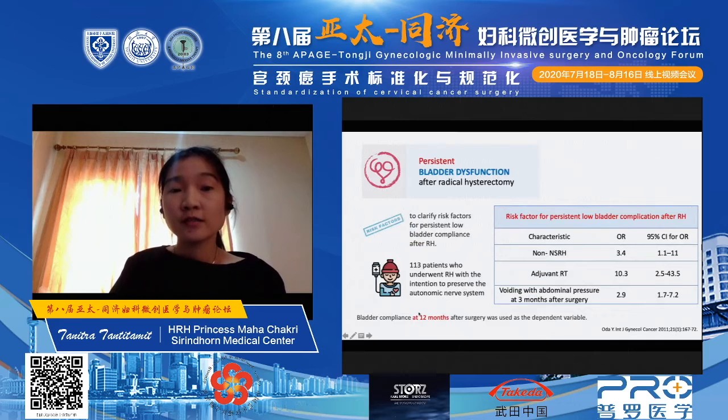For long-term bladder dysfunction, another study focused on bladder compliance at 1 year after surgery. To clarify the risk factors of persistent bladder dysfunction, this study was conducted in more than 100 patients who underwent radical hysterectomy with intention to preserve the autonomic nervous system. The risk factors were non-nerve-sparing surgery, adjuvant radiation therapy, and patients who had voiding with abdominal pressure at 3 months after surgery. Adjuvant radiotherapy had the highest odds ratio at 10.3.